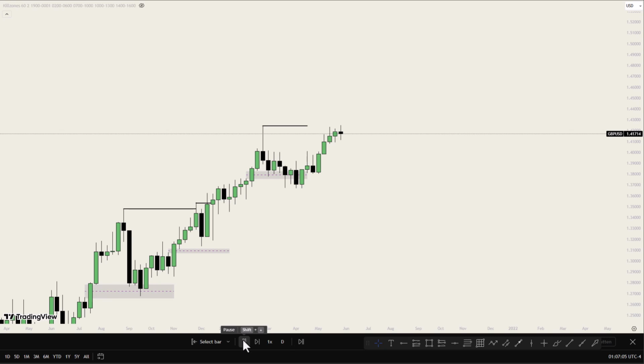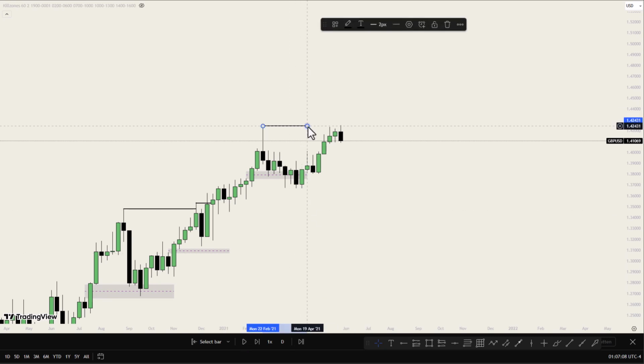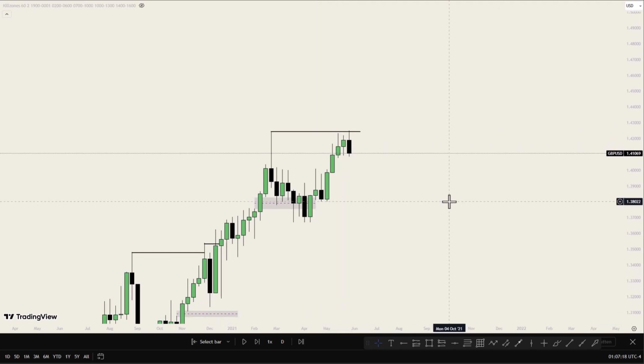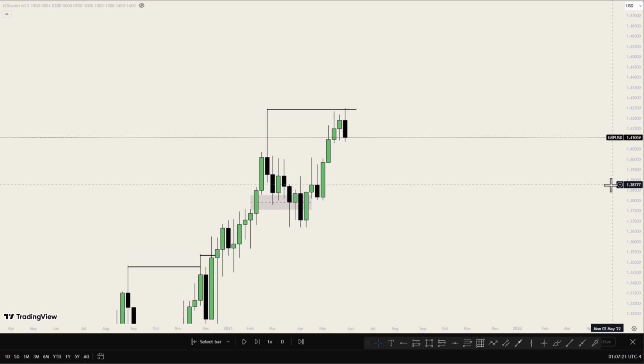So we see price has taken out external range liquidity. We see it's a very tight, small sweep of liquidity above this high. We see price has taken out the external range liquidity. Now, where will be our target? Our target will be internal range liquidity in the form of a fair value gap.